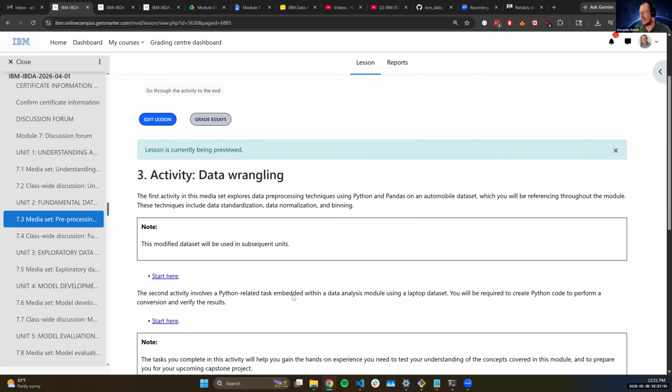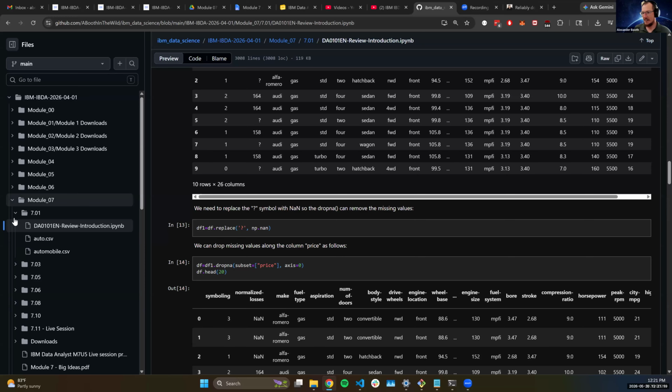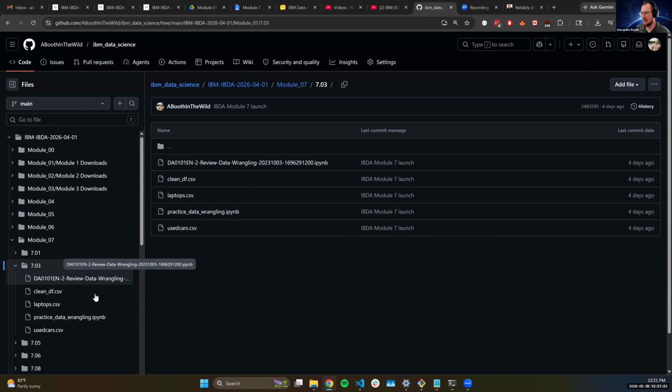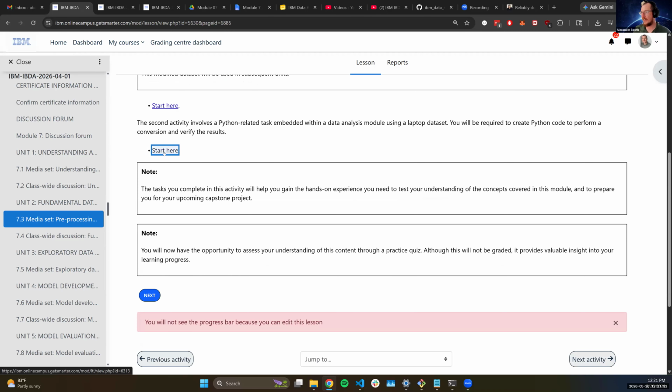All right, so let's actually look at one of these notebooks. This is 7.3, I think. Yeah, data wrangling. So let's look at the last one here. This should be the practice data wrangling. So we're going to be working with a laptop data set here. Let's actually spin up our notebook.